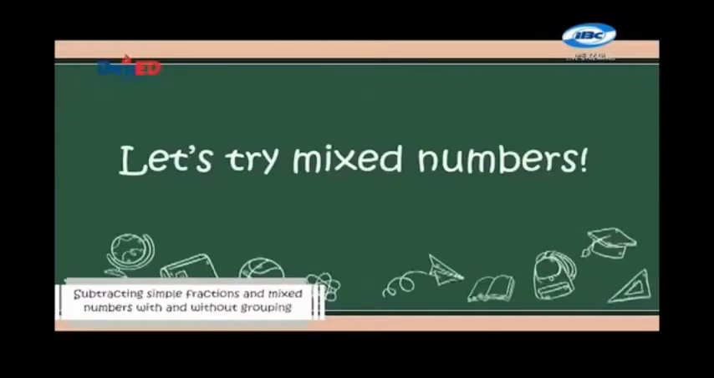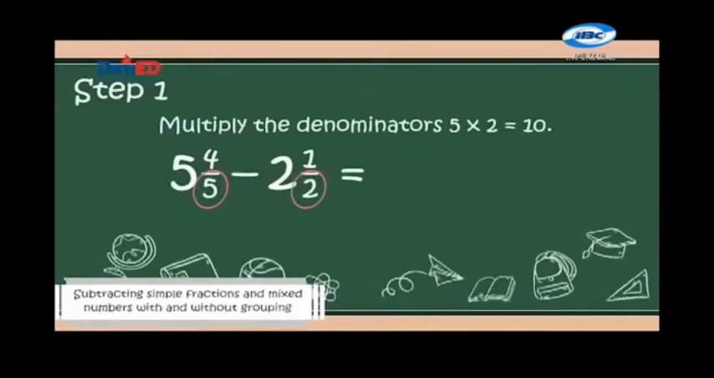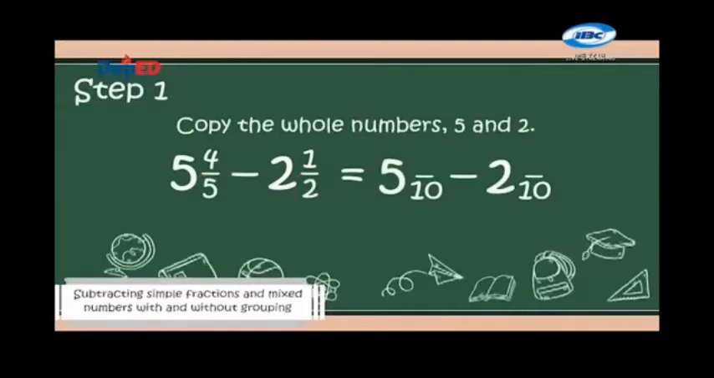Let's try mixed numbers. 5 and 4/5 minus 2 and 1/2. Step 1. Multiply the denominators. 5 times 2 equals 10. 10 is the common denominator. Copy the whole numbers 5 and 2.